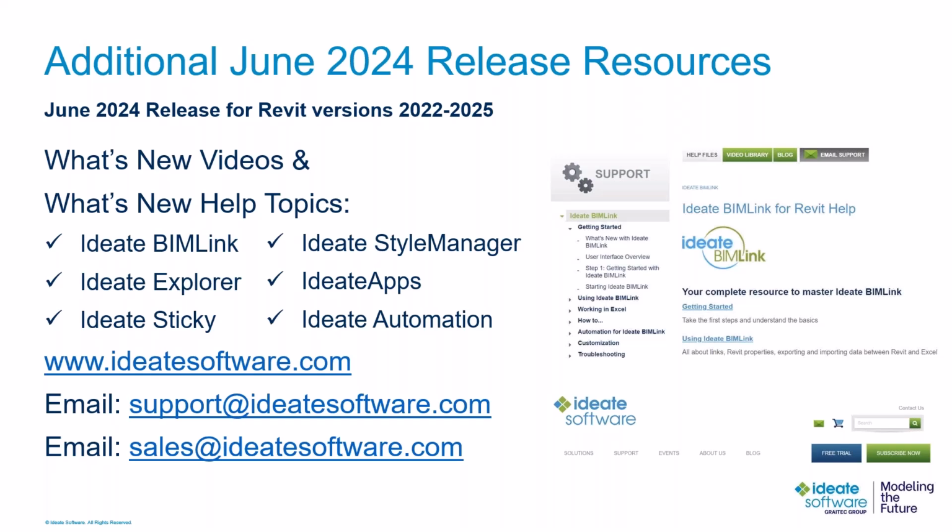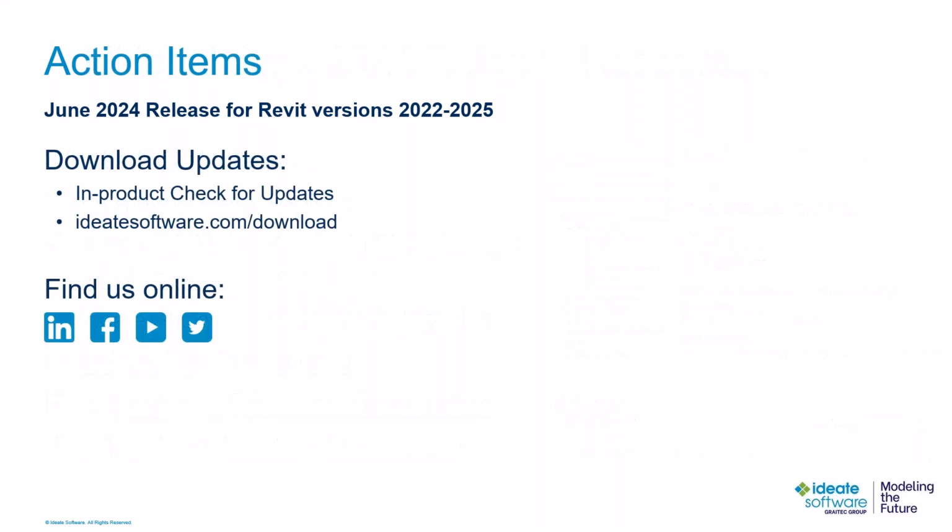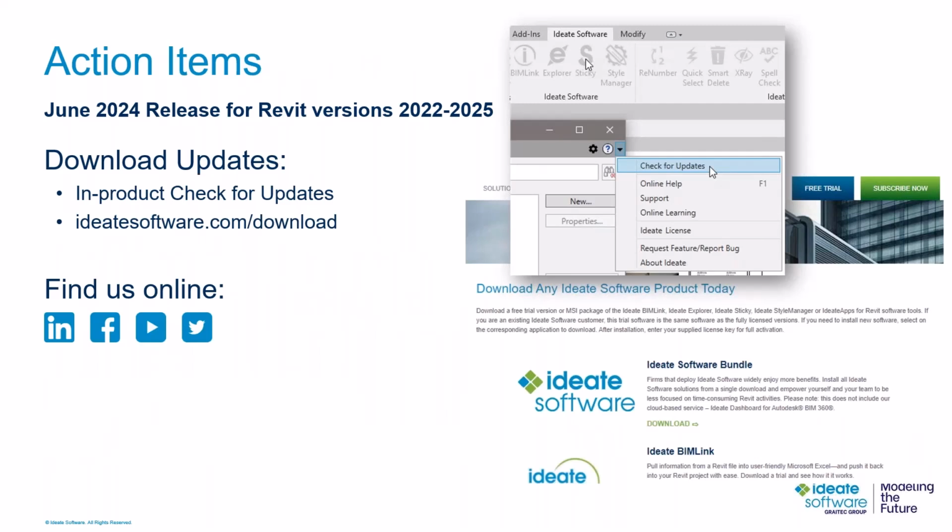So when it becomes available, you will get an email letting you know that, but you can also go to each individual application. You can say check for updates, and it will tell you what your currently installed version is, as well as what the version is on the website. So right now, we haven't updated the website, but we will be doing that within the next couple days.